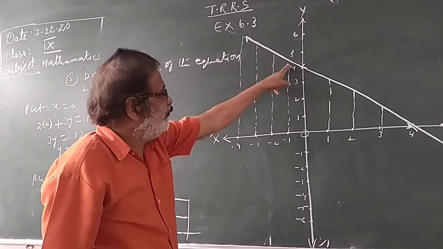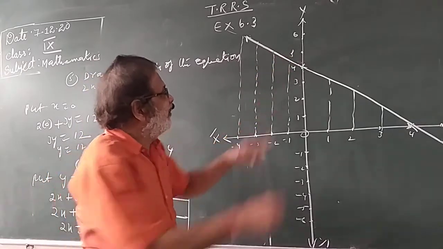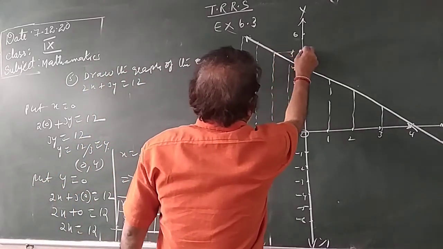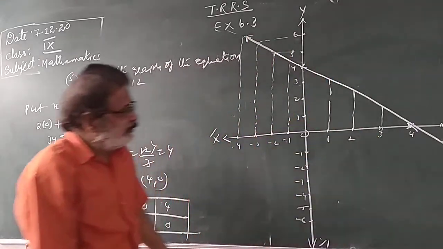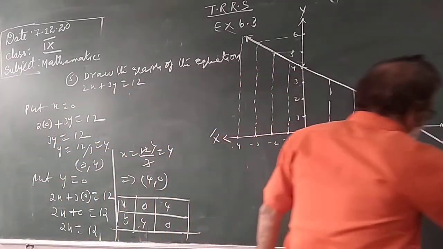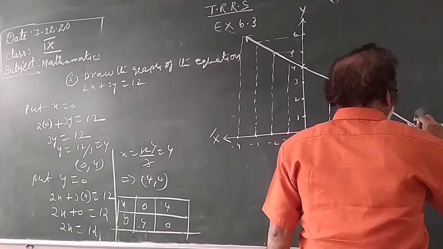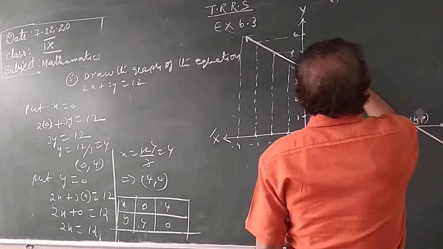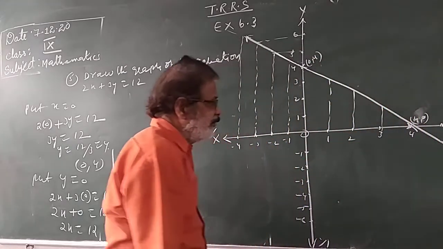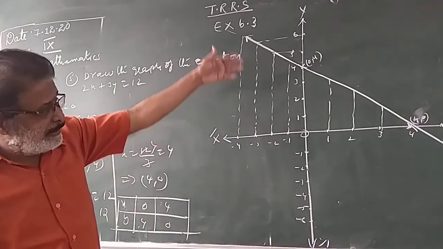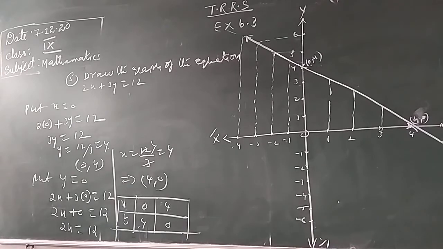When x is minus 1, y will come like this, and x is minus 2, y will come like this. This is the graph. This is (6, 0) and this is (0, 4). These points we join. Whatever points lie on the line, those are the solutions for this equation.